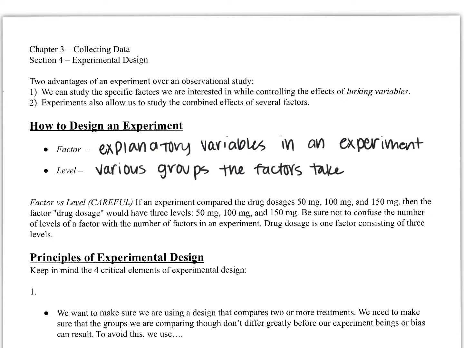For example, factor versus level. If an experiment compared the drug dosages of 50 milligrams, 100 milligrams, and 150 milligrams, then the factor drug usage would have the three levels, 50, 100, and 150. But the number of factors and the number of levels of a factor, we don't want to get confused. Drug dosage is one factor consisting of three levels.